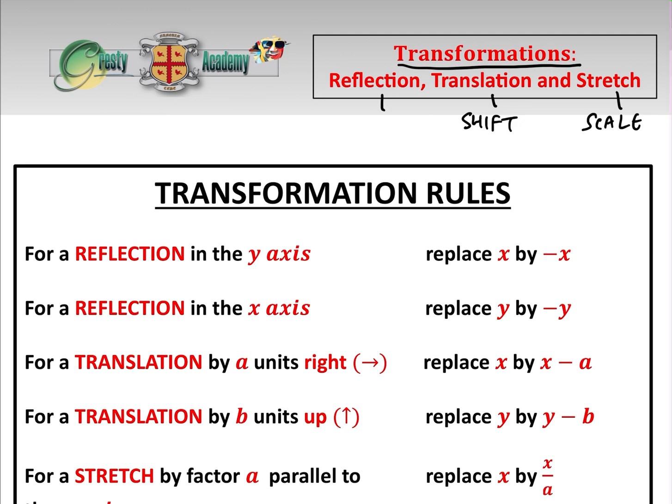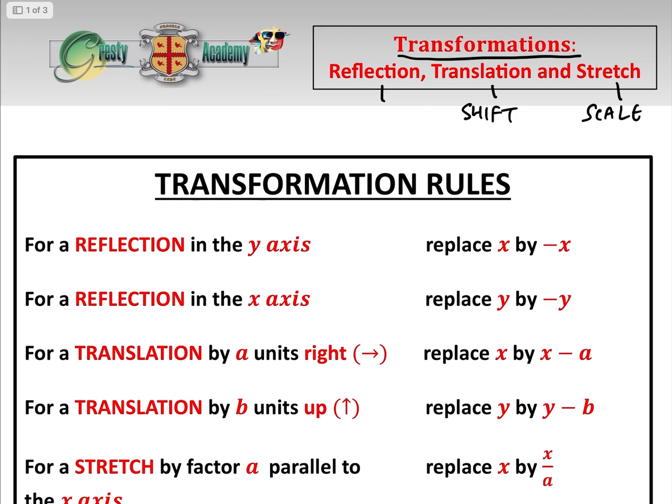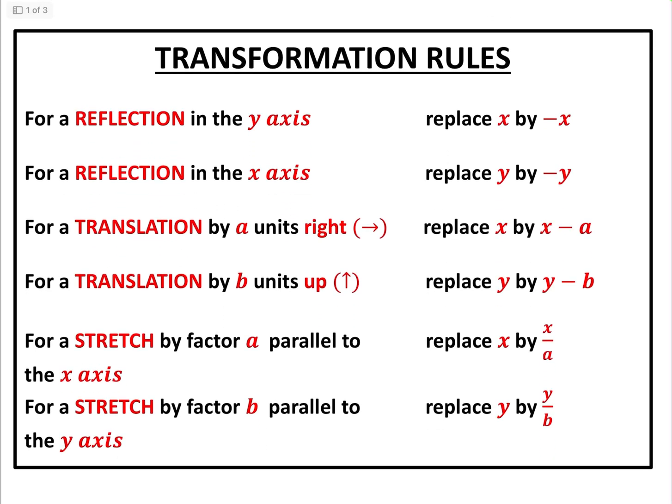Okay, now there are certain rules that you just have to learn, and basically these are those rules, so I'll just quickly go through them. If there is a reflection in the y-axis, what you do is you replace x by minus x. And later on in this video, we'll go through some questions, so this will mean a lot more. For a reflection in the x-axis, replace y by minus y.